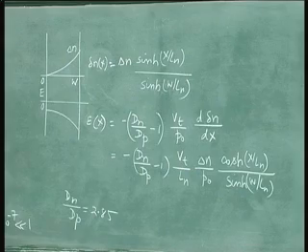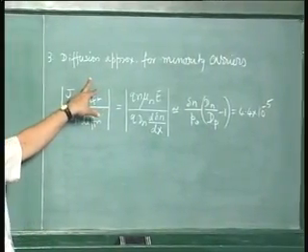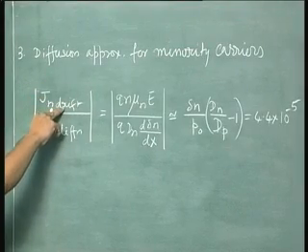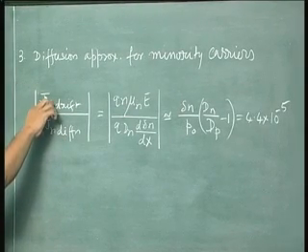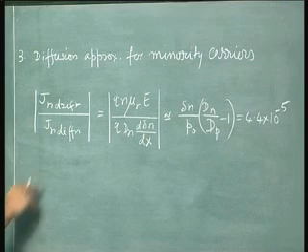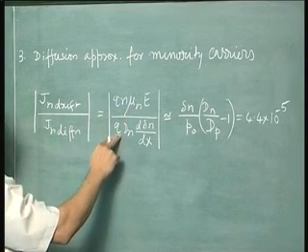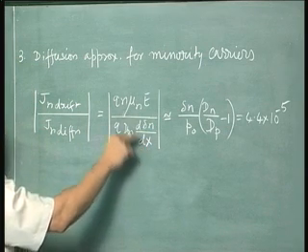Now finally let us discuss the diffusion approximation for minority carriers. So to prove the diffusion approximation, we must take the ratio of the drift current of electrons to the diffusion current of electrons, and we must show that this ratio is much less than 1. So therefore diffusion dominates over drift. Now this ratio can be written as Qn mu n into E divided by Q dn d delta n by dx. Okay, this is drift, this is diffusion.